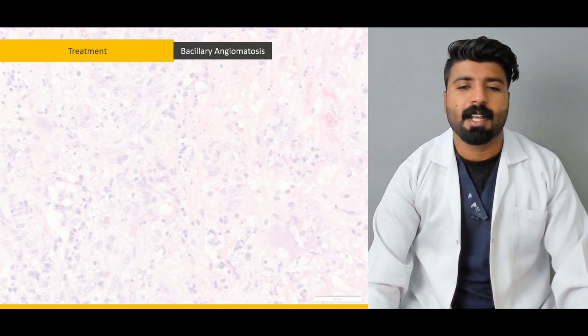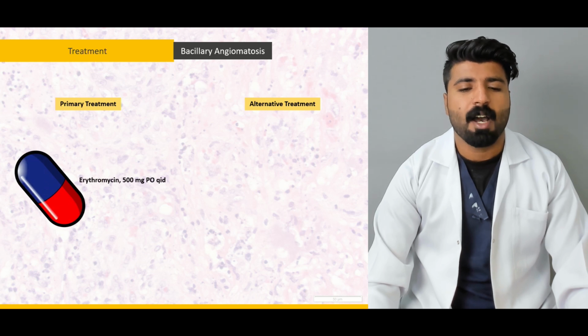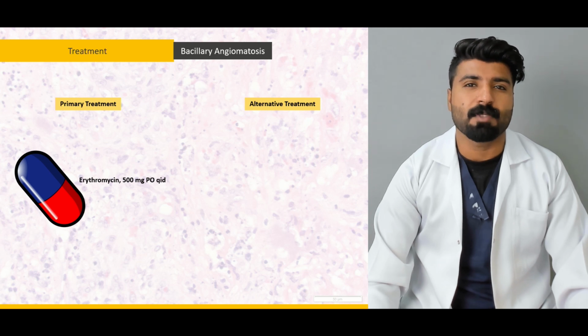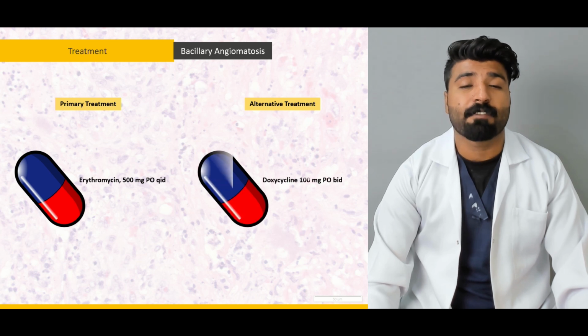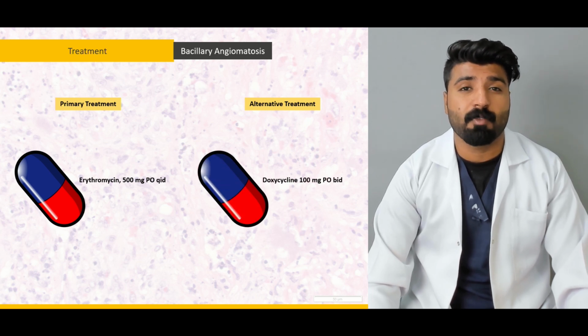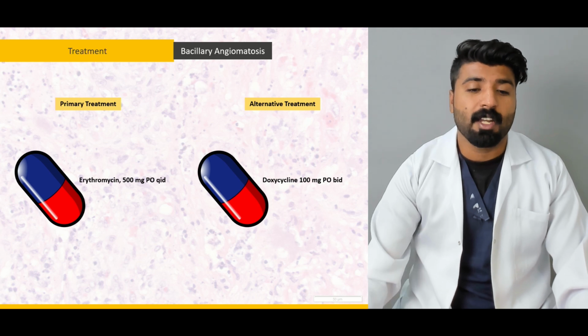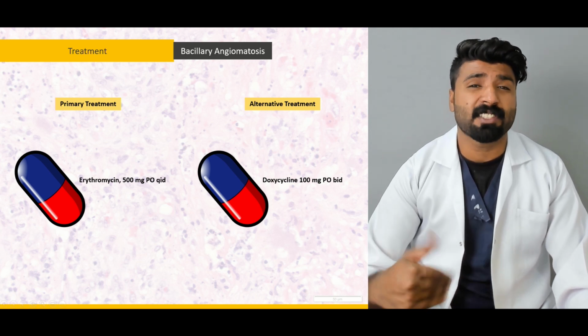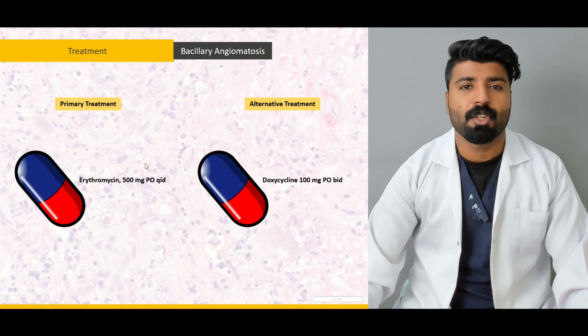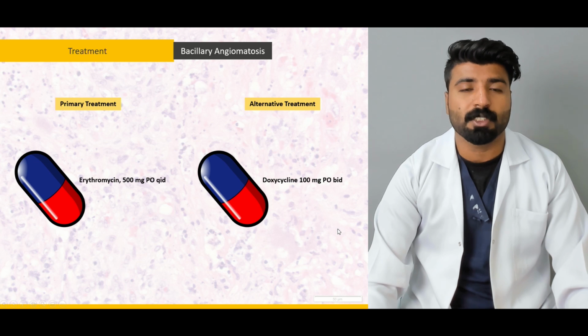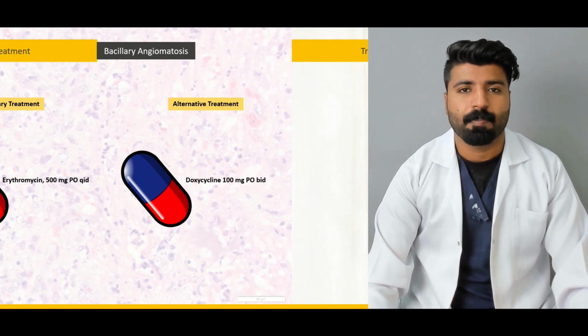Next on, we have treatment of bacillary angiomatosis, primary treatment and alternative treatment. First of all, primary treatment is erythromycin 500 milligram per oral, QID, meaning 4 times a day, every 6 hours you have to take this medicine. If someone is allergic to erythromycin or has developed resistance to erythromycin, what do you give? You give doxycycline, which is 100 milligram per oral BD, given in 2 doses, 12 hours apart.